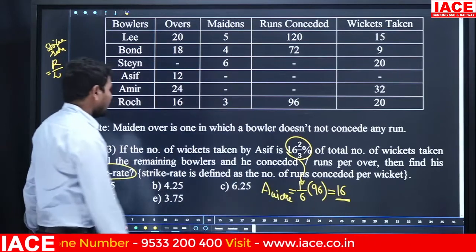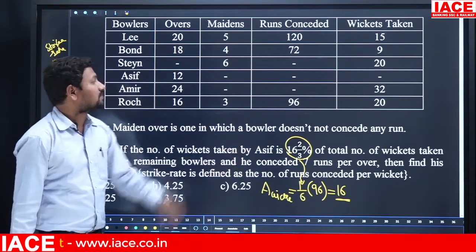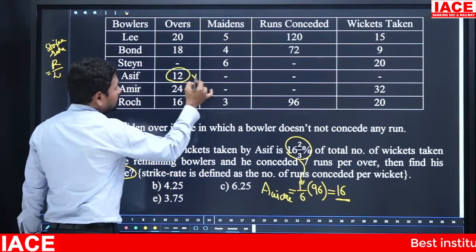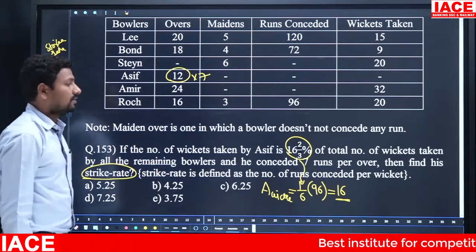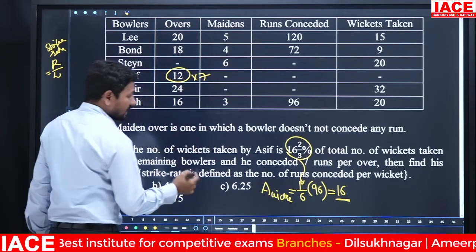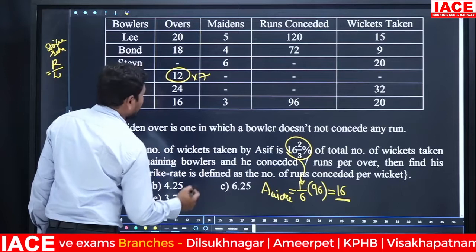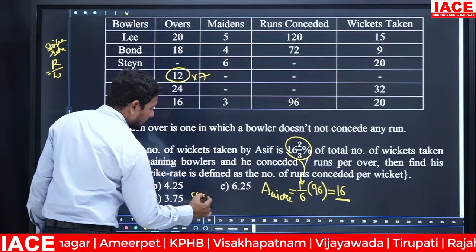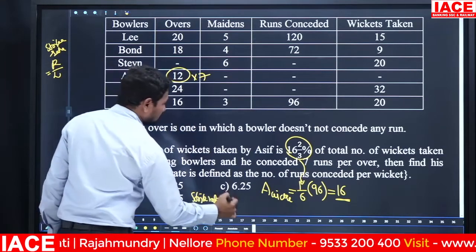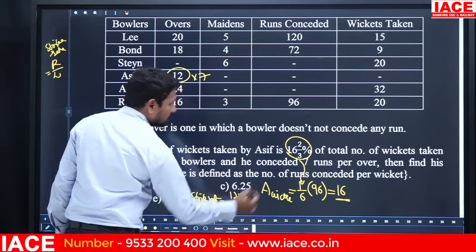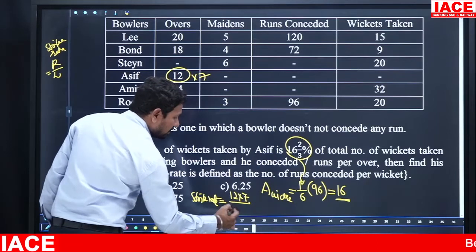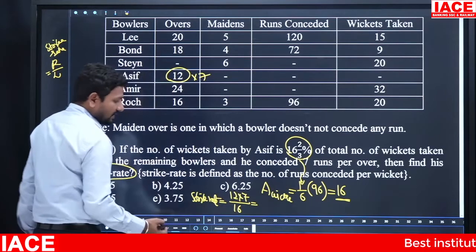Then how many wickets? 16 wickets. And how many runs? He conceded 7 runs per over. He bowled how many overs? 12. Then 12 into 7, which is 84. 84 by 16. Now strike rate we can calculate: Asif bowled 12 overs, 12 into 7, each over is given 7 runs, and 16 wickets taken. Simplify the values.